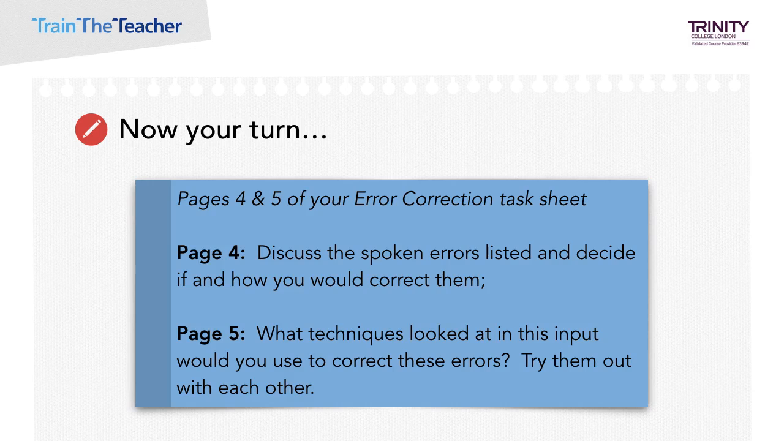Now, it's your turn. On pages 4 and 5 of your error correction task sheet, work with a partner. On page 4, discuss the spoken errors listed and decide if and how you would correct them. On page 5, what techniques looked at in this input would you use to correct the errors? Try them out with each other. Be prepared to share your ideas on the Edmodo forum.